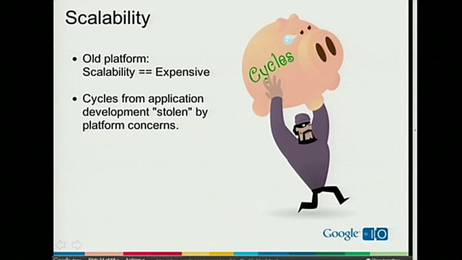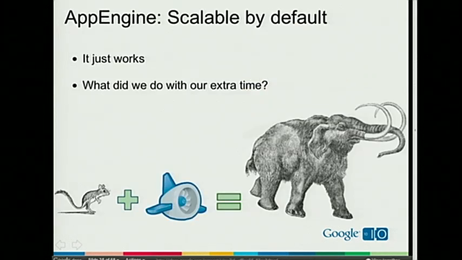We were kind of having to allocate development cycles to platform concerns instead of devoting them to actually making the application better, things that we wanted to deliver on for our users. So when we moved to App Engine, we were really pleasantly surprised to find that we stopped having to really devote a lot of thought to how we make sure our app scales. It freed up a lot of cycles. It allowed us to address a lot of these application level concerns that we wanted to address.